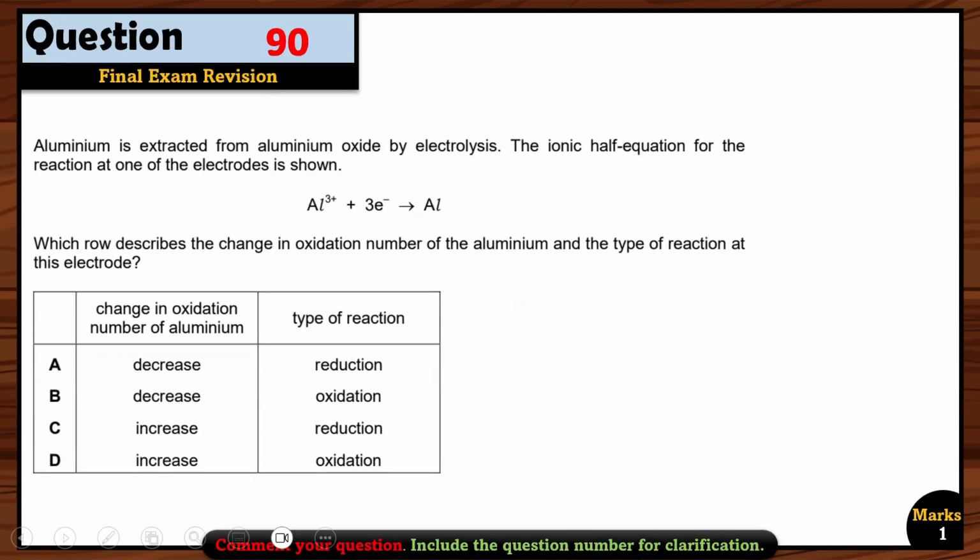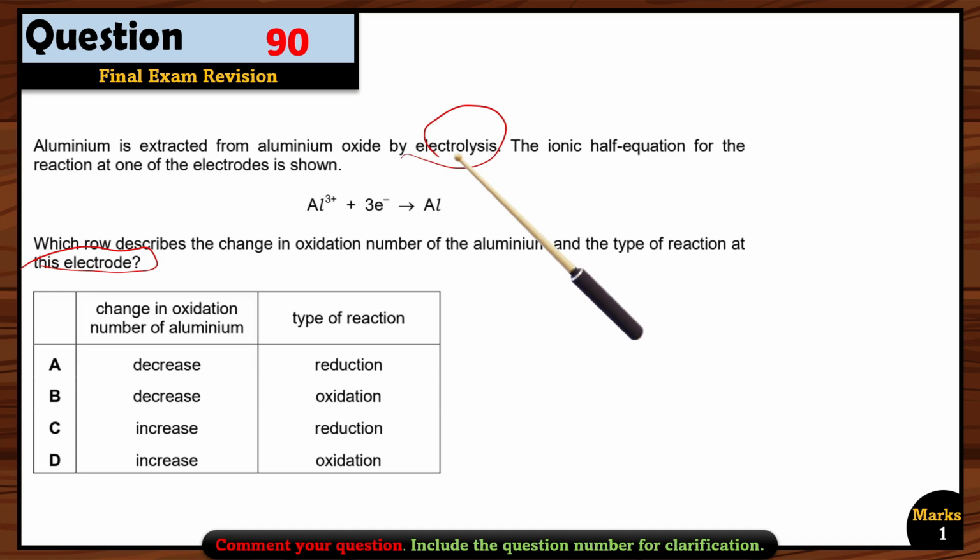Let's see another example related to oxidation reduction reactions. Aluminium is extracted by electrolysis. The ionic half equation for the reaction at one of the electrodes is shown. Which row describes the change in oxidation number of aluminium and the type of the reaction at this electrode? First of all, it is a reaction in electrolysis, and we already know that in electrolysis we have two types of electrode. One electrode is positive and the other one is negative, okay?